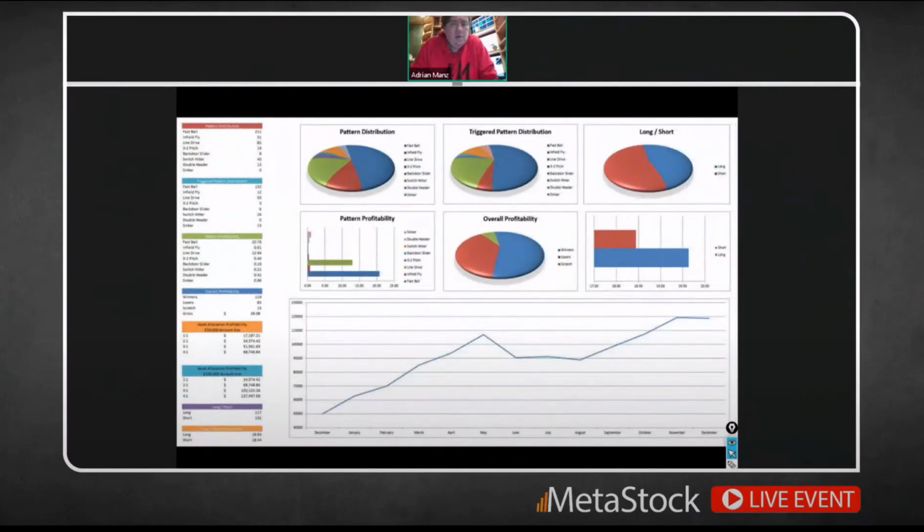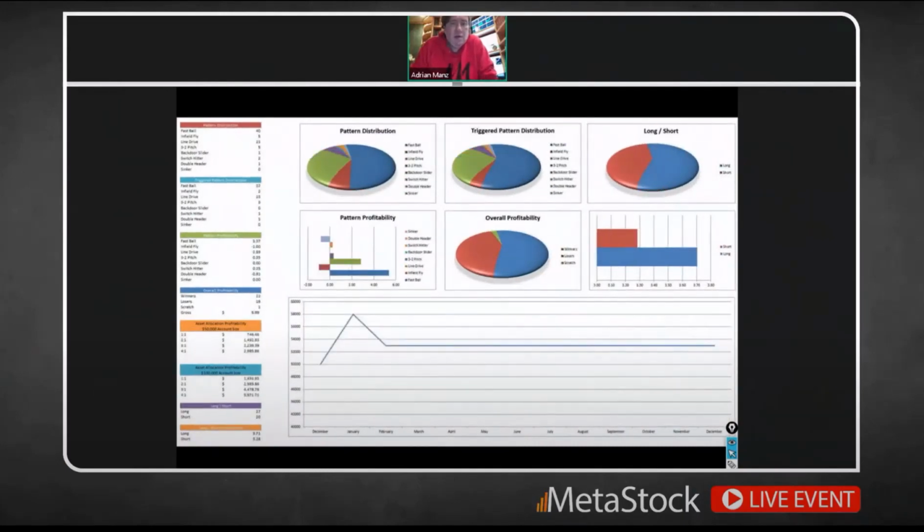Right? Where are the patterns? Where's the profitability? What are the things that are making money? What are the things that are not making money? How much is represented by the things that are losing? You see there's two patterns this year that haven't come through in terms of profitability. That was infield fly and double header.